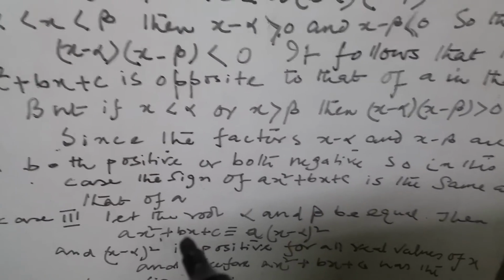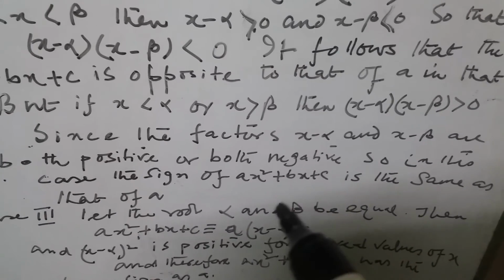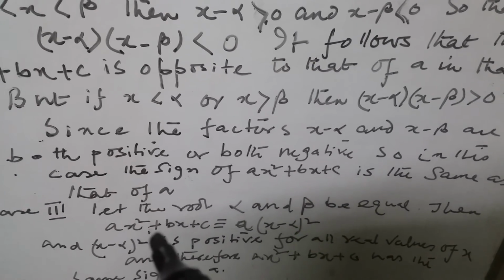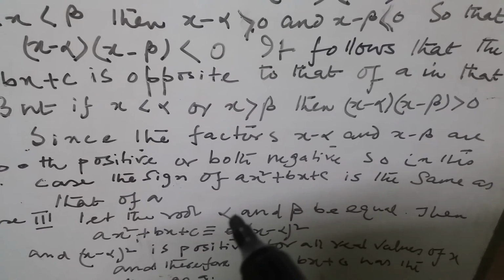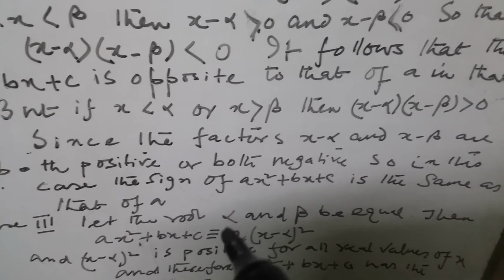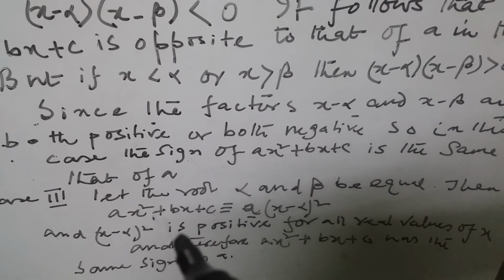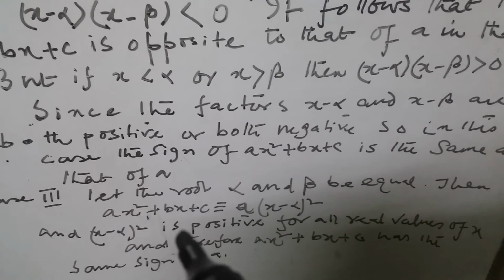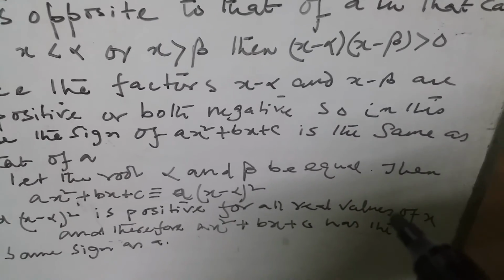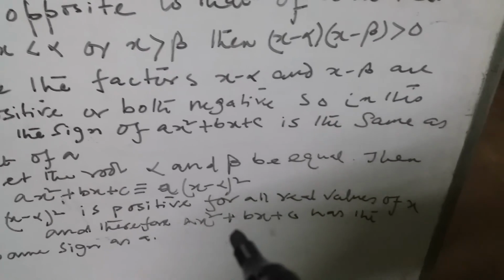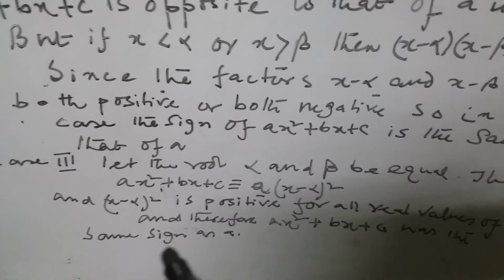Case 3. Let the two roots be equal, alpha equal to beta. Then you can write ax square plus bx plus c exactly as a into x minus alpha whole square. Since x minus alpha whole square is positive for all real values of x, therefore ax square plus bx plus c has the same sign as a.